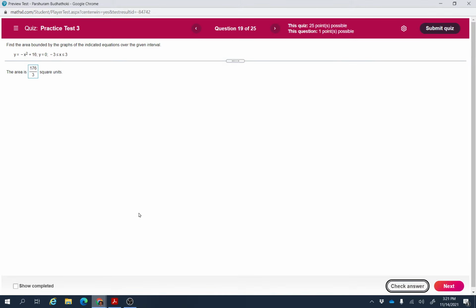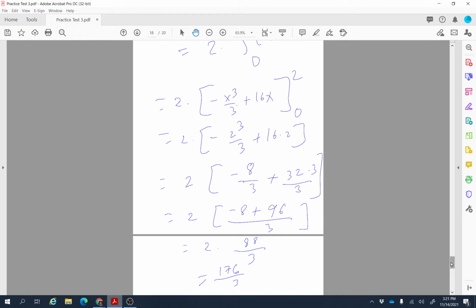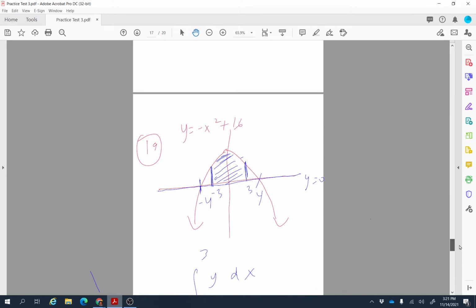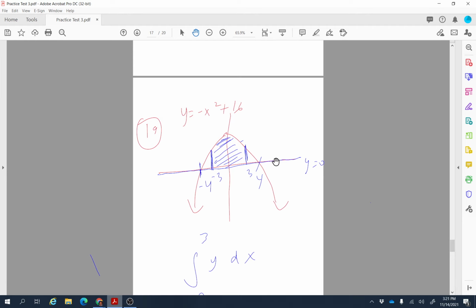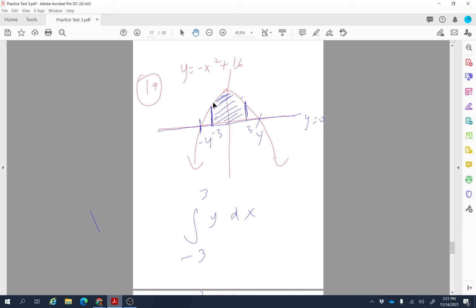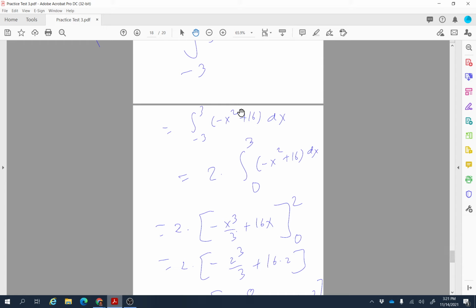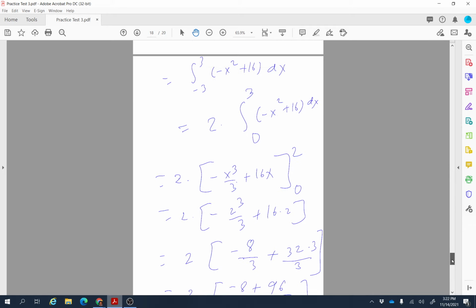Okay, I did something wrong here, so let me go back and check what I did wrong. This is the graph of negative x squared plus 16, y equals 0 is this one, and we want to find the integration from negative 3 to positive 3, which is basically the integration under this curve, the area of this curve. From negative 3 to positive 3, y is negative x squared plus 16, and if we find the integration of this, that will be negative x cubed over 3 plus 16x, and if we put, oh, you see the mistake I did here, instead of 3 I put 2.